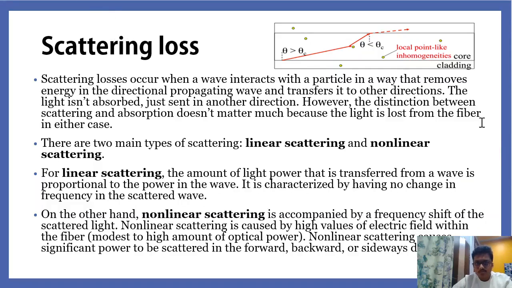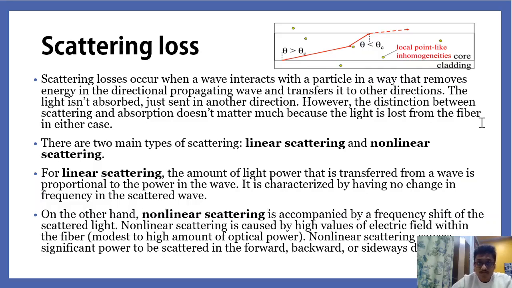There are mainly two types of scattering: linear scattering and non-linear scattering. For linear scattering, the power that is transferred is directly proportional to the power in the wave. On the other hand, for non-linear scattering, there is a frequency shift of the scattered light.